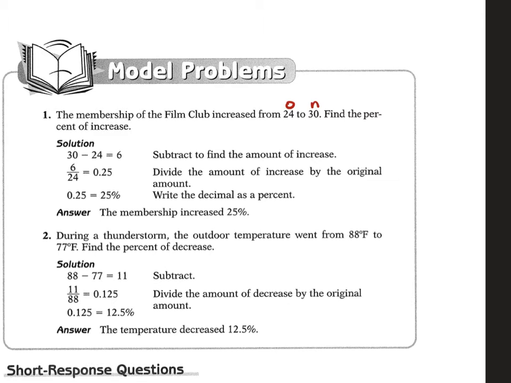For 2, it says during a thunderstorm, the outdoor temperature went from 88 degrees Fahrenheit to 77 degrees Fahrenheit. So our original is the 88, our new is the 77. Find the percent of decrease. So new minus original, that would be 77 minus 88 over the original, which is 88. So that's negative 11 over 88, which is then negative 0.125. We move the decimal point to make it a percent, and that's negative 12.5%.